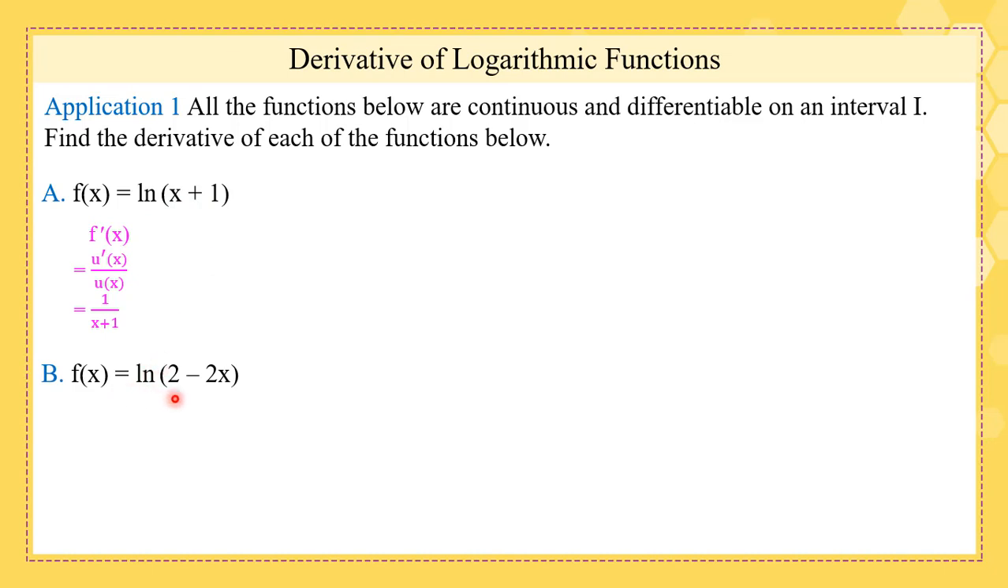F of x is ln of 2 minus 2x. Its derivative is negative 2 over 2 minus 2x, which is 1 over x minus 1.